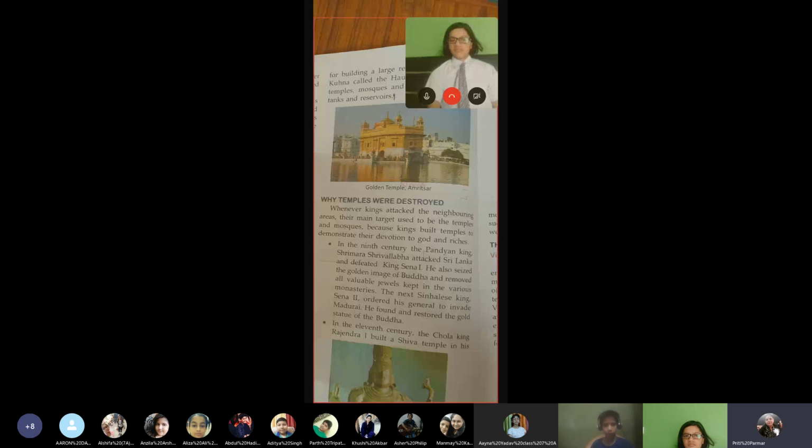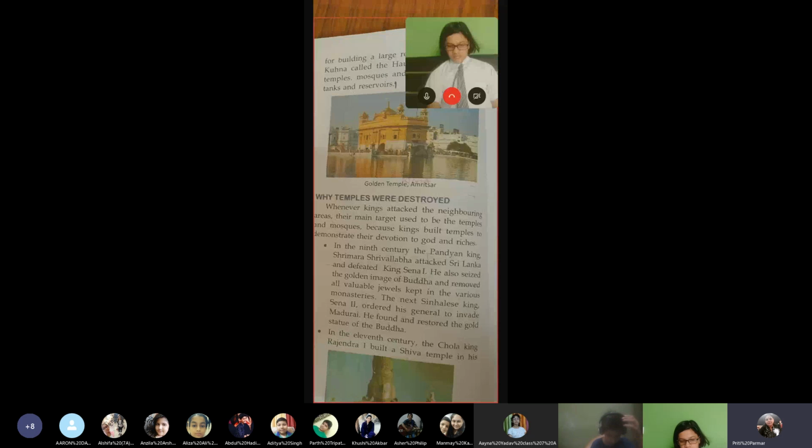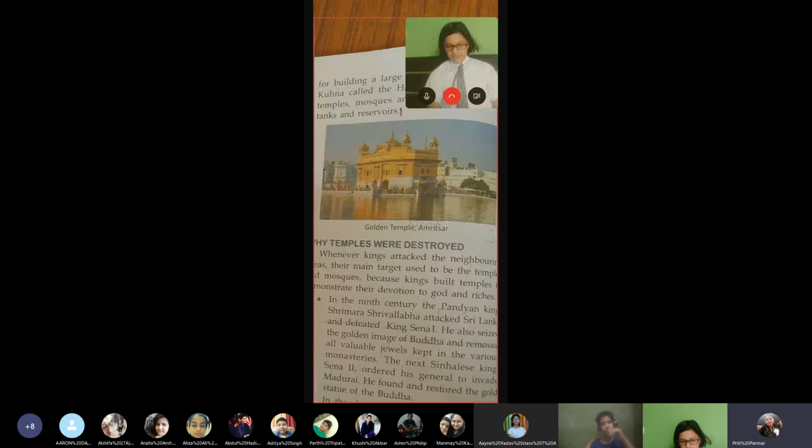Sometimes temples, mosques, and gurdwaras also had tanks and reservoirs. And the biggest example is the Golden Temple. Can you see the Golden Temple? It was a Sikh monument in Amritsar, and it had a reservoir, a water preserving area.